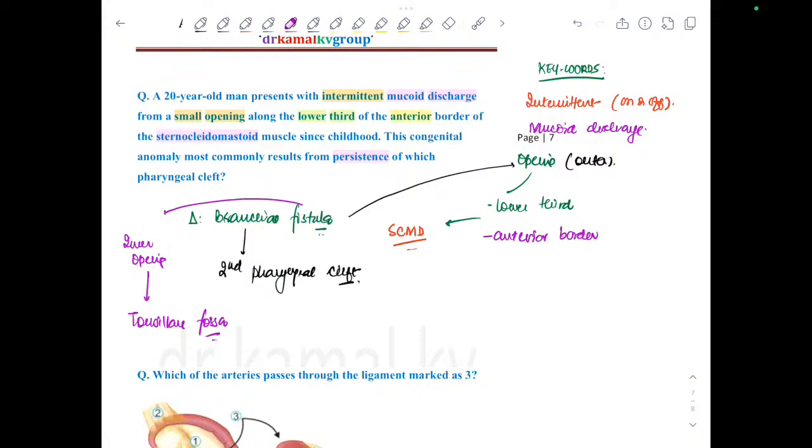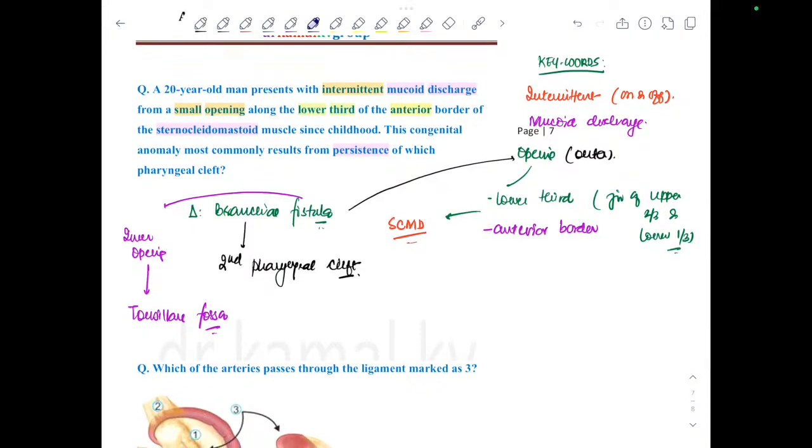The outer opening is in the lower third anterior border of sternocleidomastoid. This is actually the junction of upper two-thirds and lower one-third, most appropriately, in the anterior border of sternocleidomastoid, and the inner is in the tonsillar fossa. So this condition is branchial fistula, which is related to the second pharyngeal cleft.